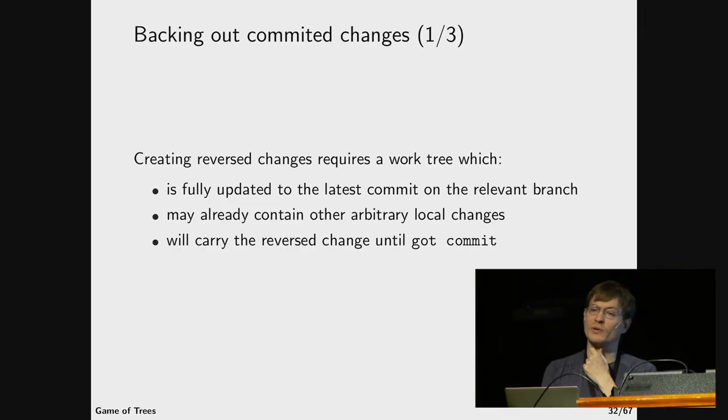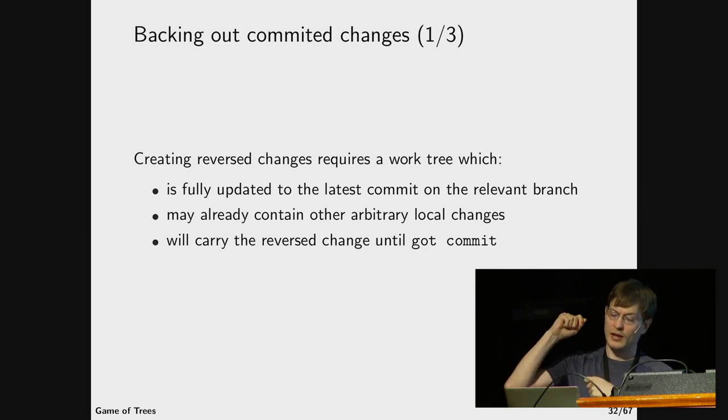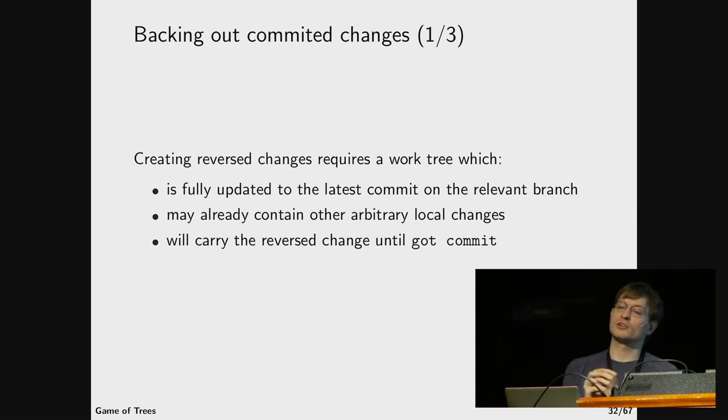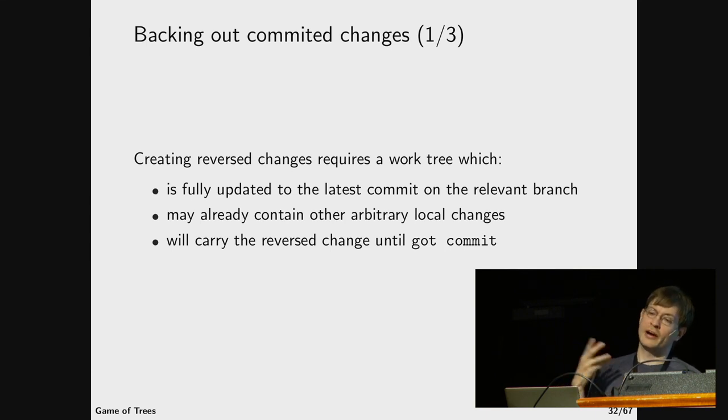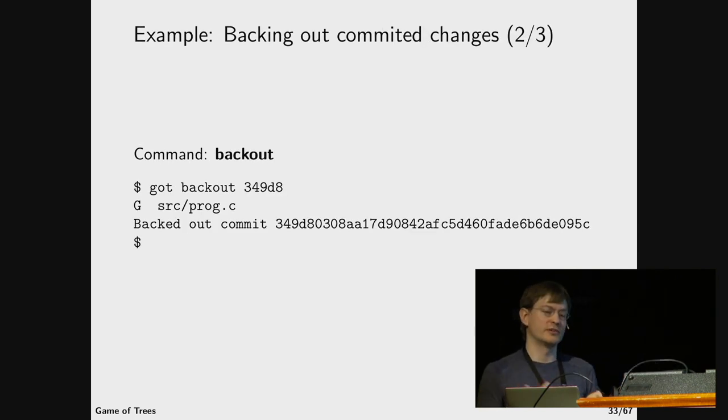Another example of how things are done here is that when you back out a change that's already committed, it's, again, modeled a bit on Subversion. So you need a work tree which is at the latest head of the branch which contained the bad change. And you might already have local changes in there. We don't care about that. But this work tree will carry the changes that you're undoing, which basically means you apply the inverse diff of a commit that was already committed in history.